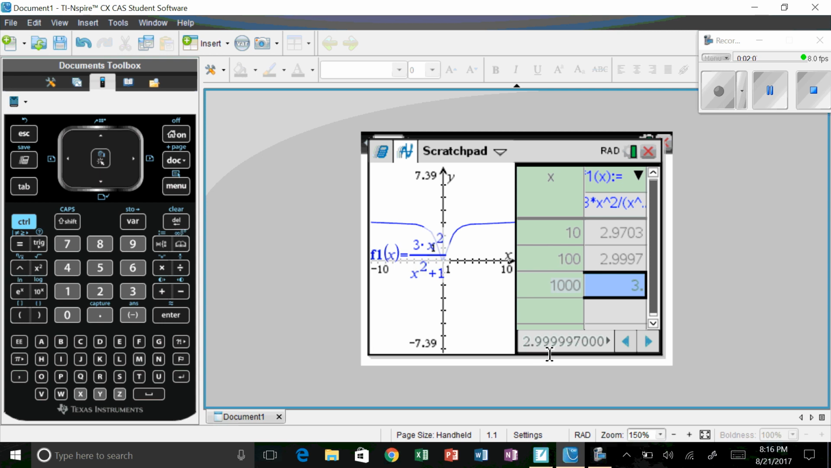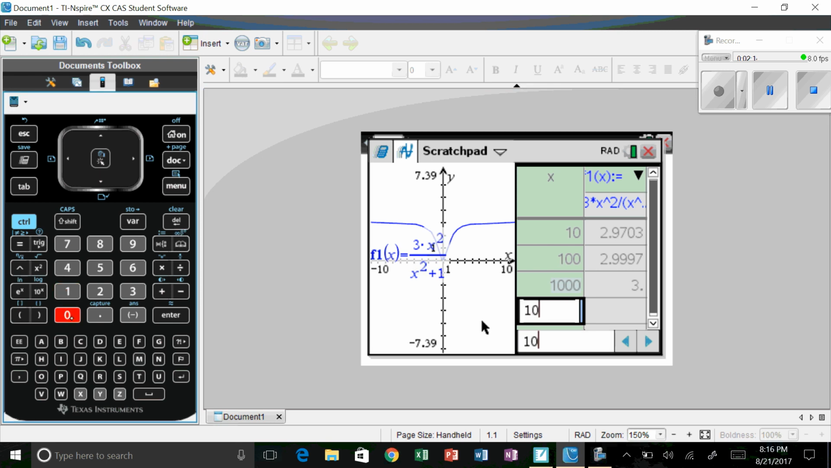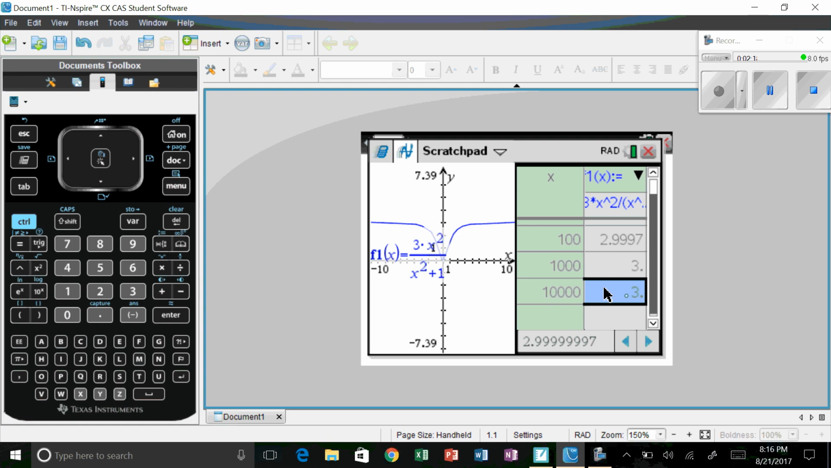It's 2.999997. Well, if we're not convinced, we can go even further, maybe 10,000. And we see something similar here. Again, a value that is very close to 3, even closer than the one before. So as x increases without bound, it seems like the y values are getting closer and closer to 3.